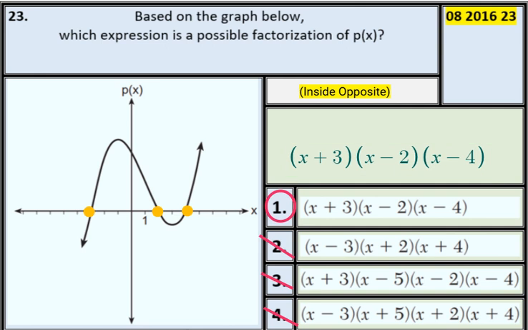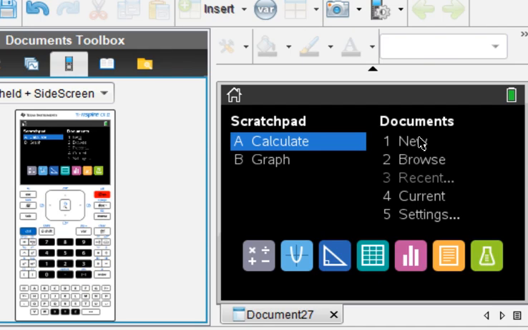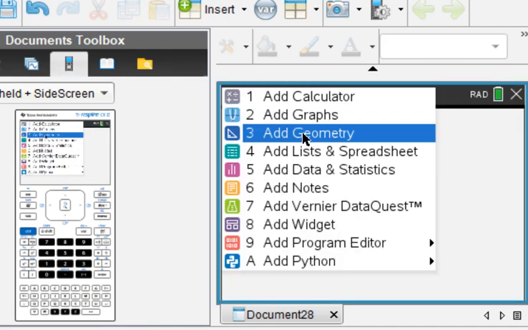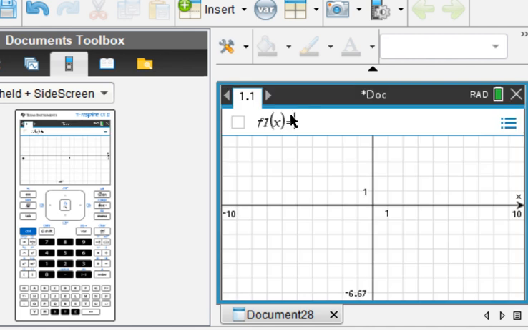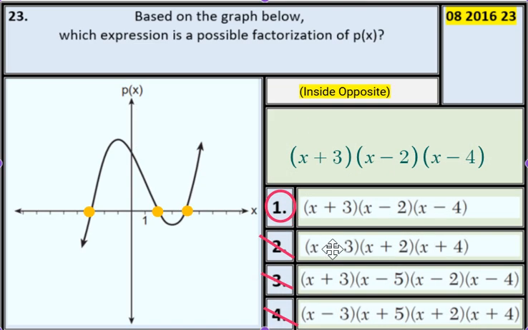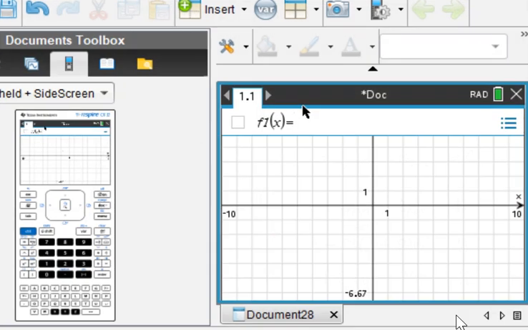So we come back to the more algebra you know, the easier a question like this can be. But if you know your graphing calculator and you forget some of the algebra, you can still get the right answer. So if we go to a graphing calculator, home screen, new doc, say no to drugs, and add a graph page. And you look at answer 2. It's x minus 3, x plus 2, x plus 4.